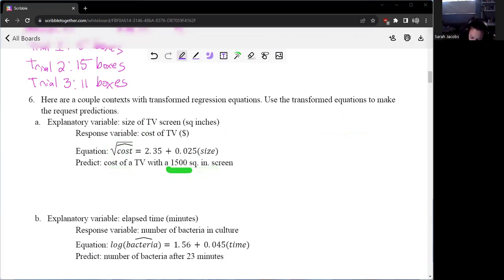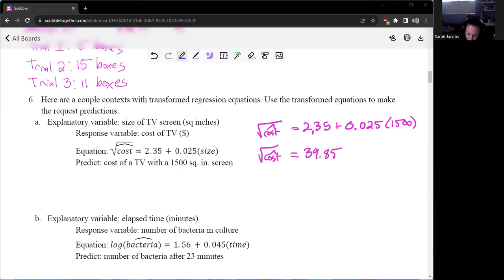So we'll just pop 1500 in for the size. We'll get square root of the predicted cost is 2.35 plus 0.025 times, and instead of the word size, I'll write 1500. Putting that in a calculator, 2.35 plus 0.025 times 1500. And that gives us square root of the cost. The predicted cost is $39.85.